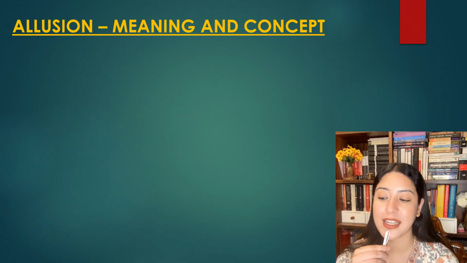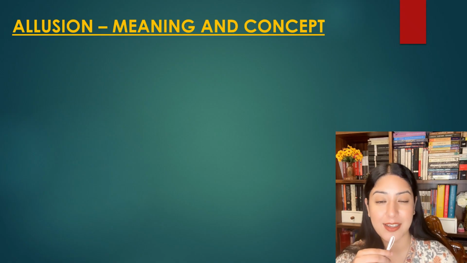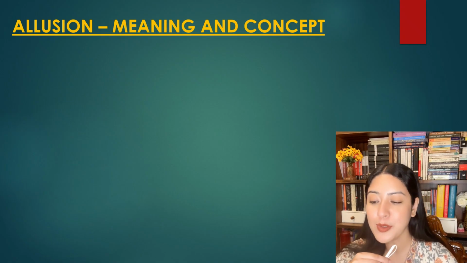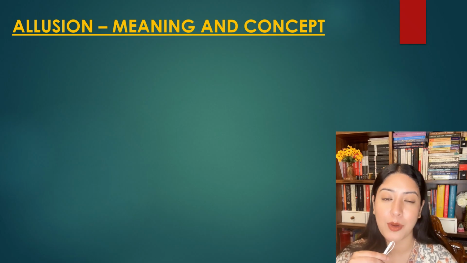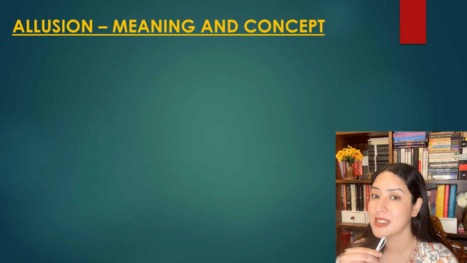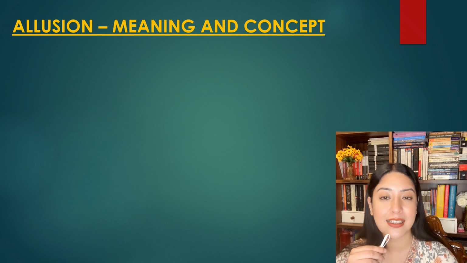So the literary device that we're going to deal with today and clear our concept of is allusion. We're going to understand what allusion means, what this whole concept is all about, and how it is related to other concepts, so that we understand its usage even better as far as literature is concerned.